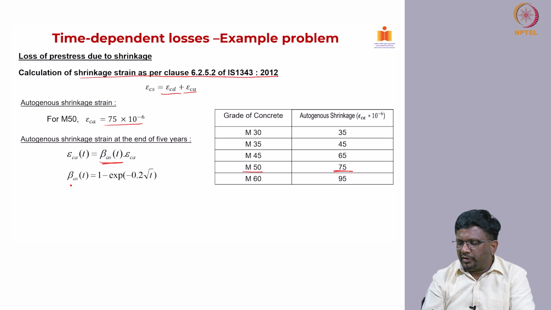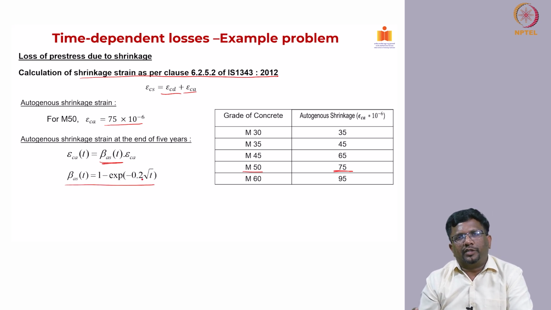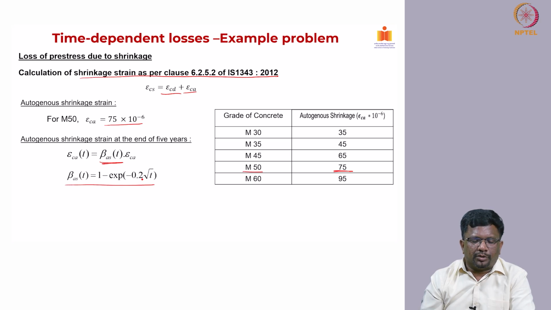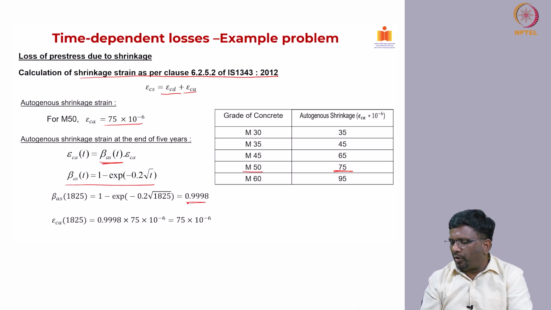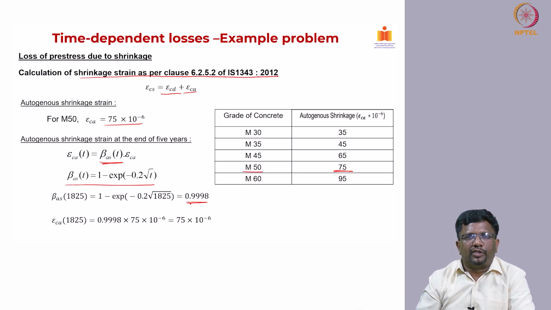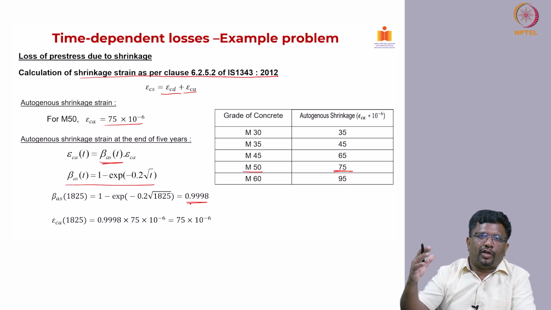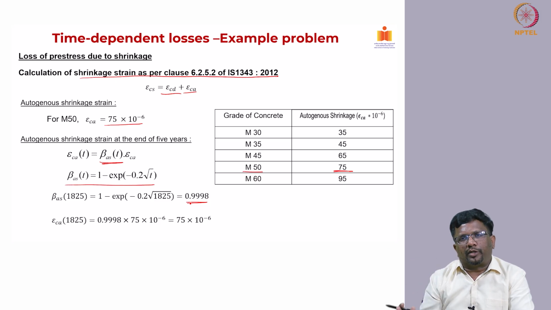So, this is a reduction factor, which is an exponential function. T is usually taken in this equation in days. So, you substitute that and you get a reduction factor of 0.9. It is almost close to 1. That means at the end of 5 years, pretty much whatever the code value given in the table will happen, right. So, in fact, the shrinkage also happens very fast in the initial time and then it plateaus. So, if you are calculating at 5 years or 2 years, pretty much this value will be reached.